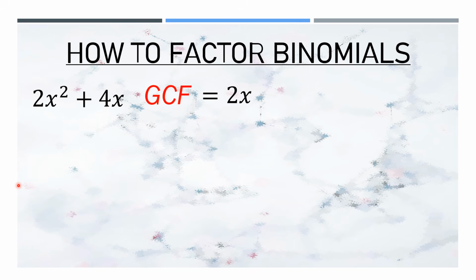So ngayon, let us divide the GCF dun sa dalawang terms. So, ilagay natin sa baba ng 2x squared at positive 4x ang GCF na 2x. So, let us divide. Okay, 2x squared divided by 2x. Again, i-cancel lang natin yung dalawang 2 because 2 divided by 2 is 1. So, ang natira na lang ay x squared divided by x. And then, dun sa right side, 4x divided by 2x.